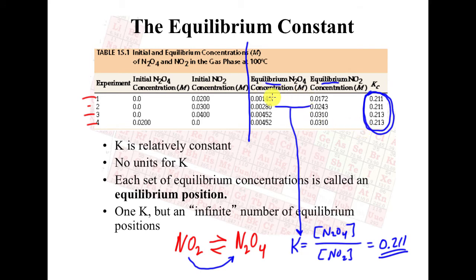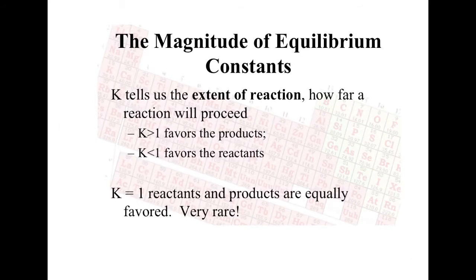So we can have any combination of these numbers that we want as long as it comes out to the same value for K. All right, and that's some general background information for equilibrium. So why would we do this? Well, because the magnitude of that number, that K, is going to tell us what's called the extent of reaction, which means how far the reaction will produce products.